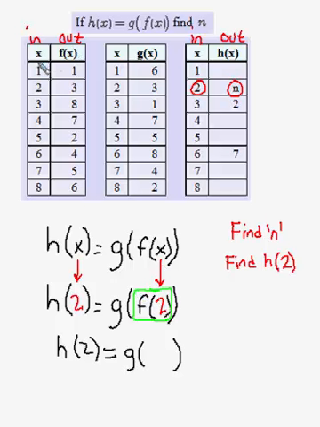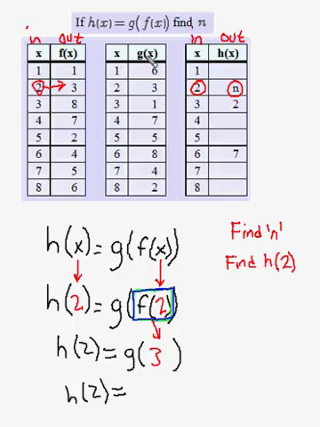So moving down the input column of the function f, I find that if I plug 2 into the function f, I get an output of 3. This means that f of 2 is 3. So after having replaced all of this notation, f of 2 with the number 3, I find that h of 2 can be found by simply evaluating the function g for an input value of 3.